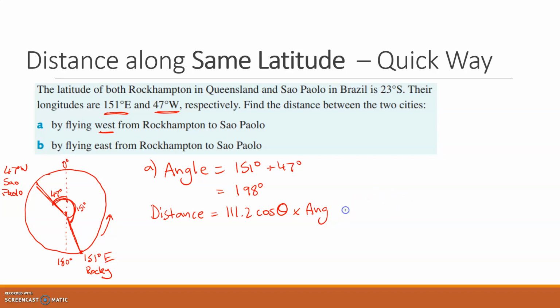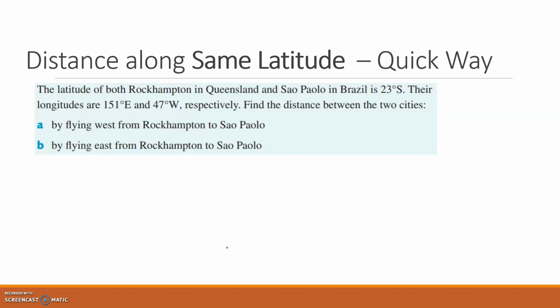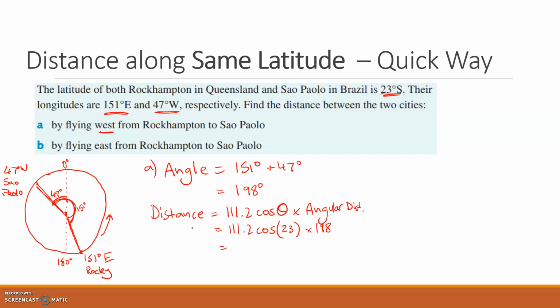And I need to leave space for B, so I'm going to make that small. Okay, so in this case, that's 111.2 multiplied by cos of theta, and we said that is the latitude, so that's this number here, 23, and we multiply that by the angular distance of 198 that we just calculated. And we'll get our final answer once we type those in, 111.2 times cos 23 multiplied by 198. And the answer is 20,267.31 kilometers. So that's the distance flying east around the globe to get from Rockhampton to Sao Paulo.